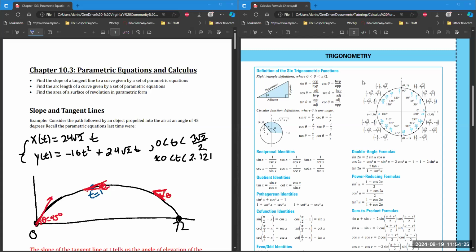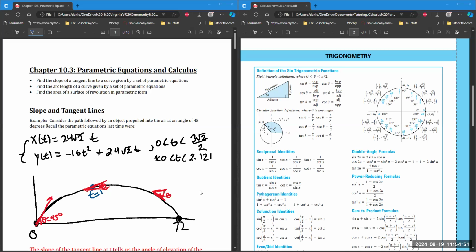We're going to need some of our trig identities for this. So I have this trigonometry review sheet from the textbook over there for us to make reference to later when we need that. Let's go ahead and go back to a problem from last time where we had an example.